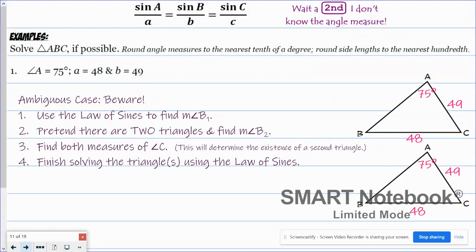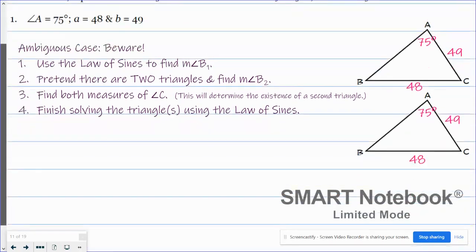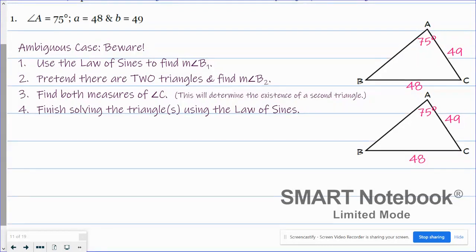First off, I would take the given information and label the two triangles, because I give you two diagrams. So label that angle A is 75 degrees and that side a is 48 and that side b is 49, and do that for both triangles. If this weren't the ambiguous case, the next logical step would be to use the law of sines to find the measure of angle B.